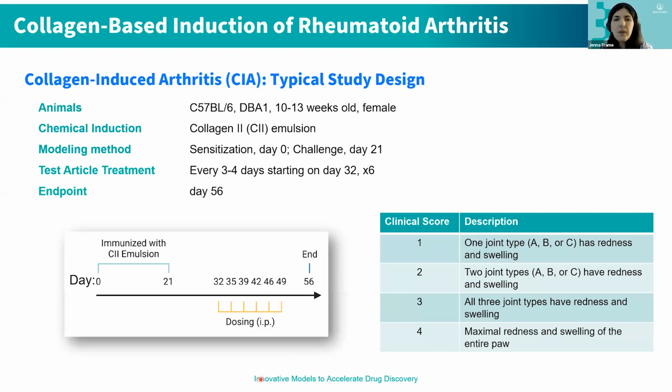In this set of studies, we again used mice on the C57 black 6 background, but other strains such as DBA can be used. The immunization is given on day 0 with a challenge on day 21. And test articles are typically provided around the onset of disease symptoms and can be given every 3 to 4 days typically. Again, we use the same clinical score, as I mentioned earlier, to score the disease severity in these mice.